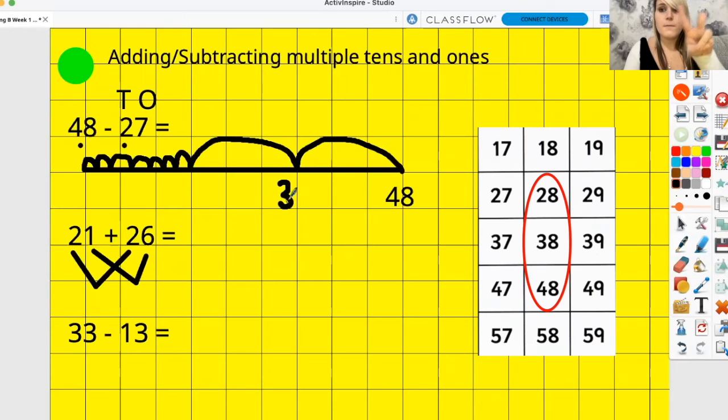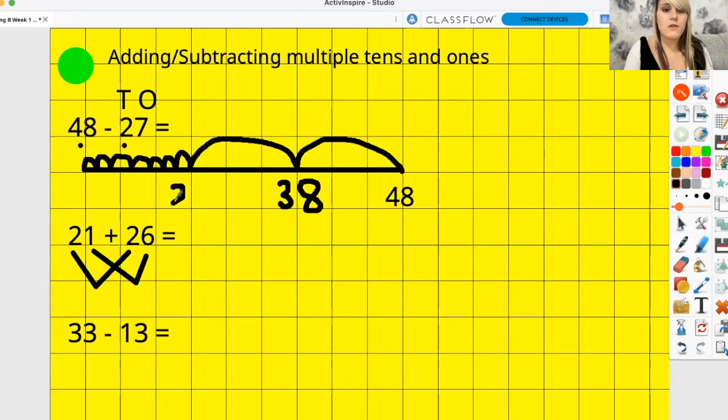38 becomes 10, 28. We keep the 8 because the ones do not change. And then once we've jumped the 10s, we jump the ones. So let's pop 28 in our head and take away 7. So 28, 27, 26, 25, 24, 23, 22, 21. And then we write in our answer.